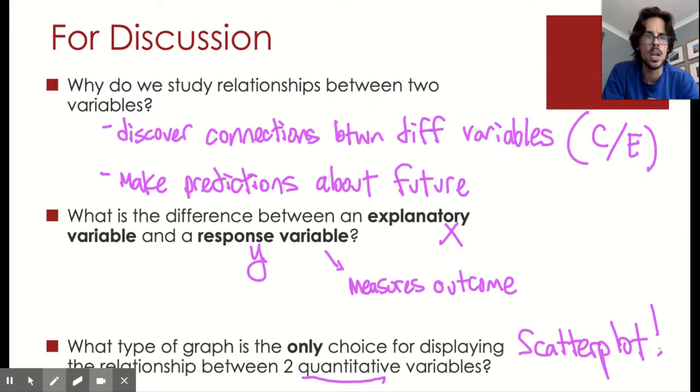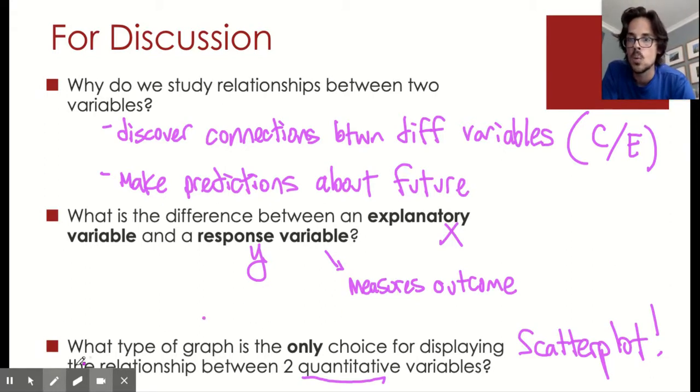In chapter 1, a little while back, we talked about two categorical variables, and that's when we made those percentage-based conditional distributions, and we looked at like the segmented bar graphs, the mosaic plots, and stuff like that. So that was two categorical variables. But if you have two variables that are both numbers, you have to bring in scatterplots.